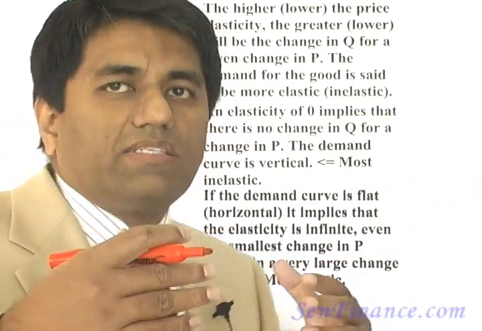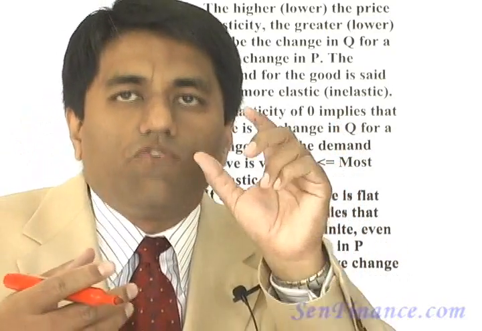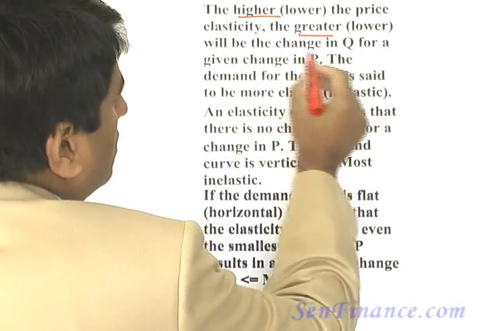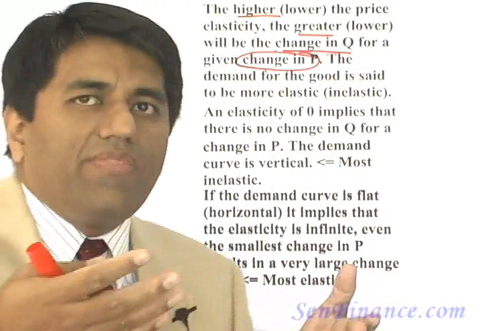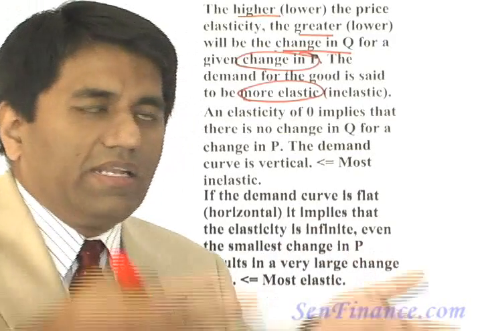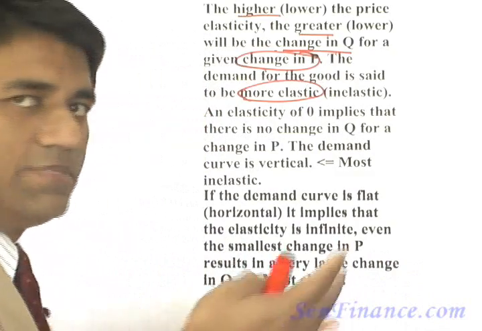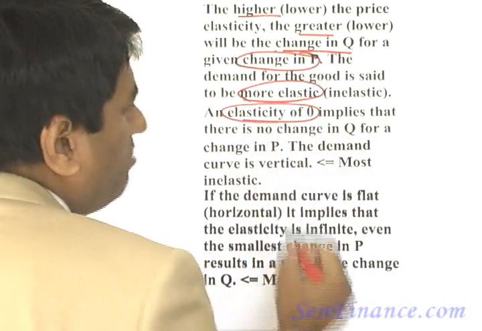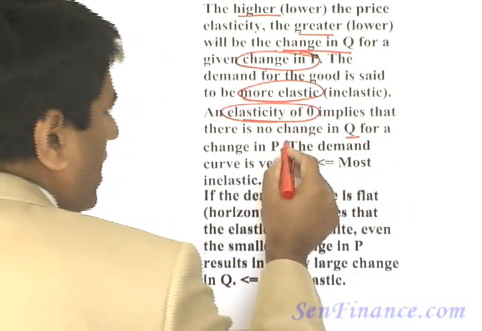The higher the price elasticity, the greater will be the change in quantity demanded for a given change in price. And then the good is said to be more elastic. So if you have high elasticities, there's more change and the good is said to be more elastic with respect to price. And elasticity of 0, on the other hand, means that there is no change in Q at all for a change in price.